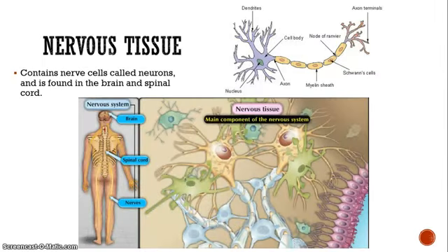The nervous tissue, which contains nerve cells called neurons, is found in the brain and spinal cord. Together, the brain and spinal cord compose the central nervous system. And that is how we feel.